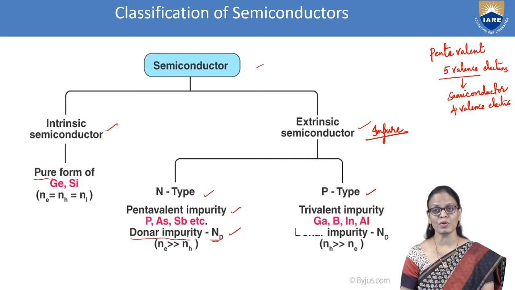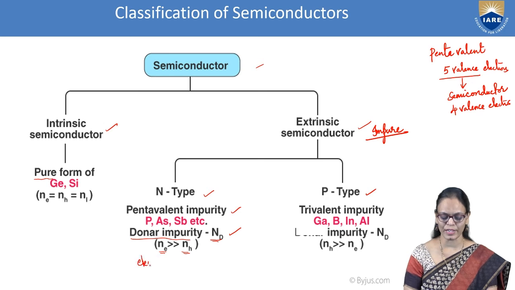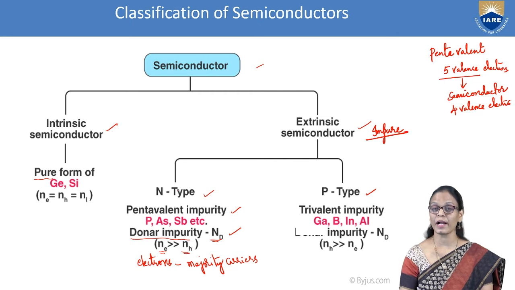In donor impurity, the number of electrons, Ne, is always more than the number of holes. It means that electrons are the majority carriers. So this is all about N type, and we have derived the expression for carrier concentration in N type. Today we are focusing on P type.